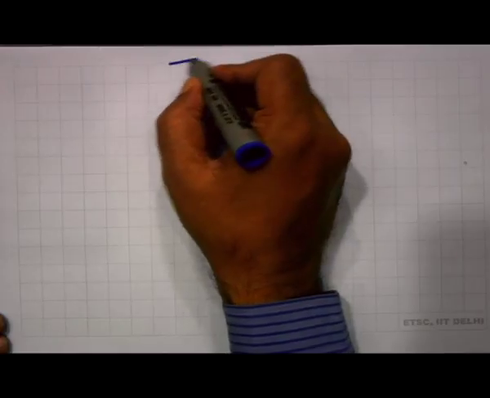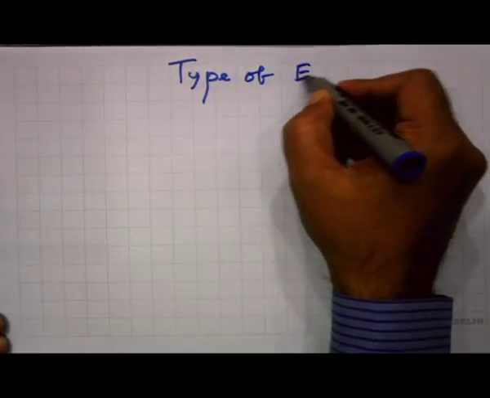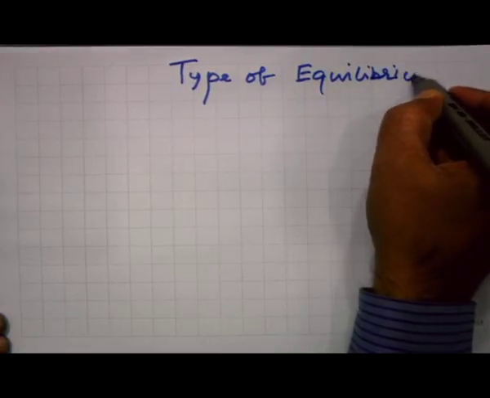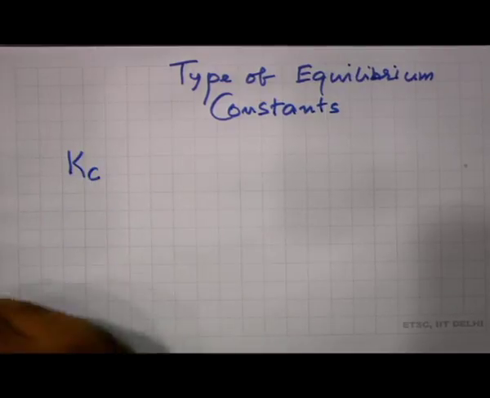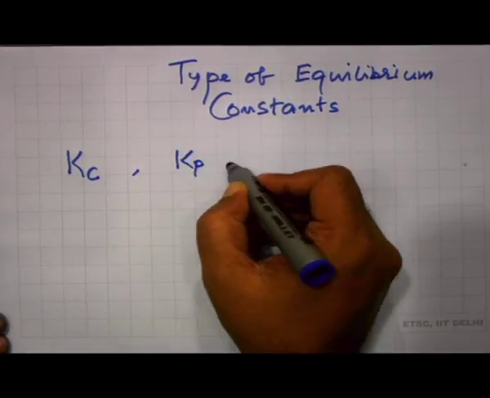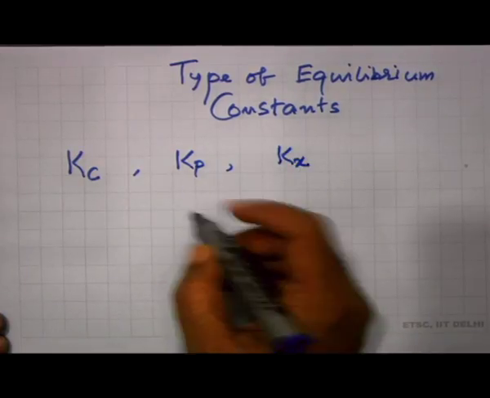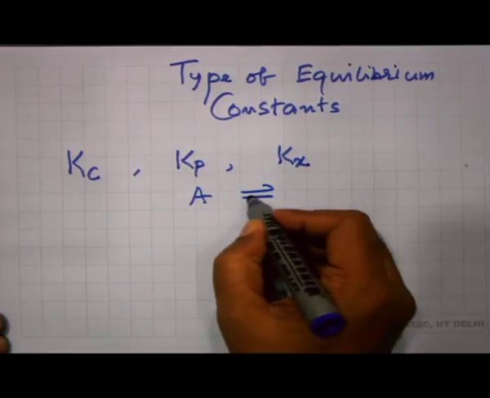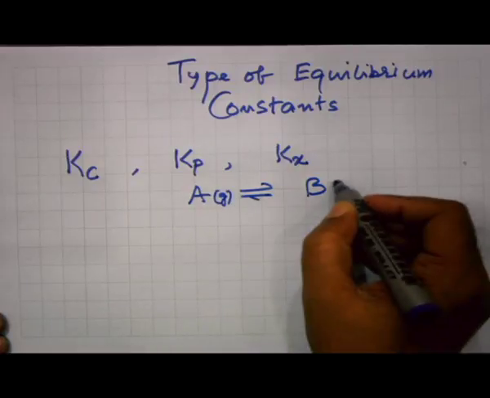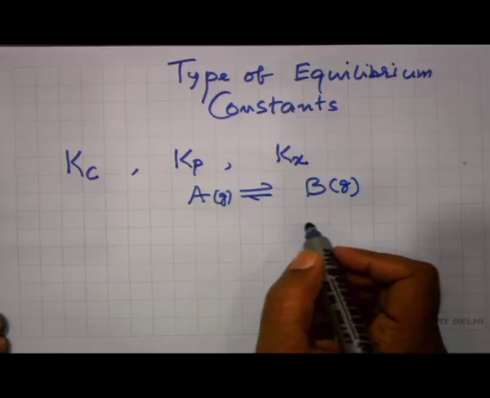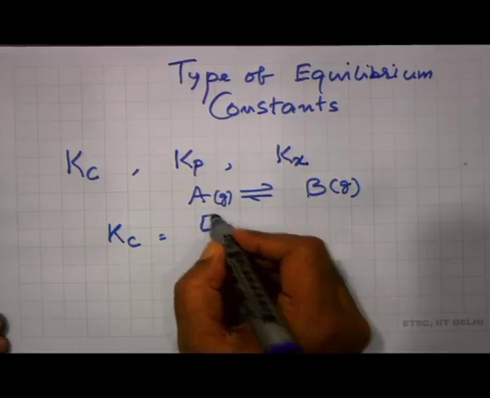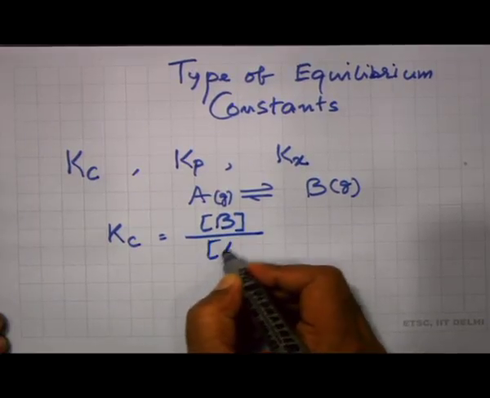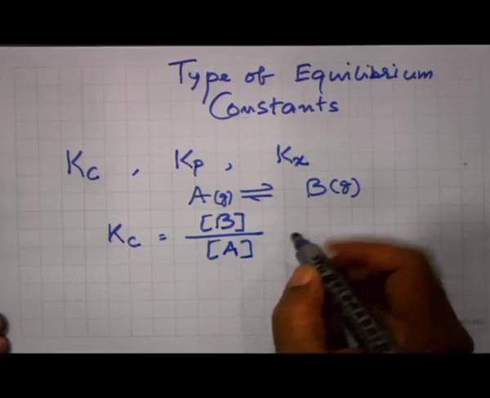Then we talked about the types of equilibrium constants, and I introduced terms like Kc, Kp and Kx. For a reaction A to B, we define what we mean by Kc, Kp and Kx. So, Kc is the concentration of B by the concentration of A.